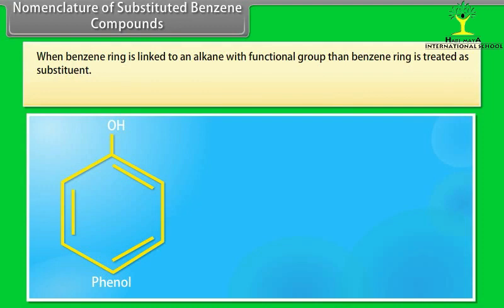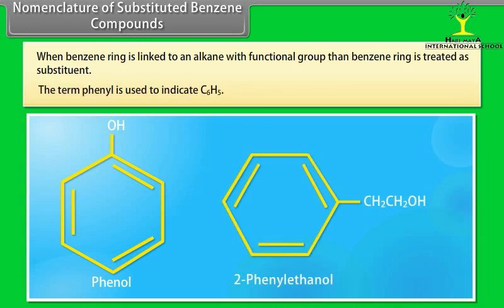When the benzene ring is linked to an alkane with a functional group, then the benzene ring is treated as a substituent. The term phenyl is used to indicate C6H5.